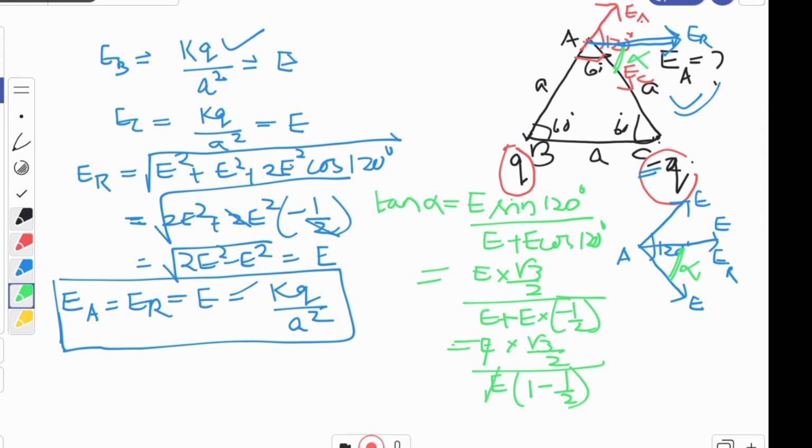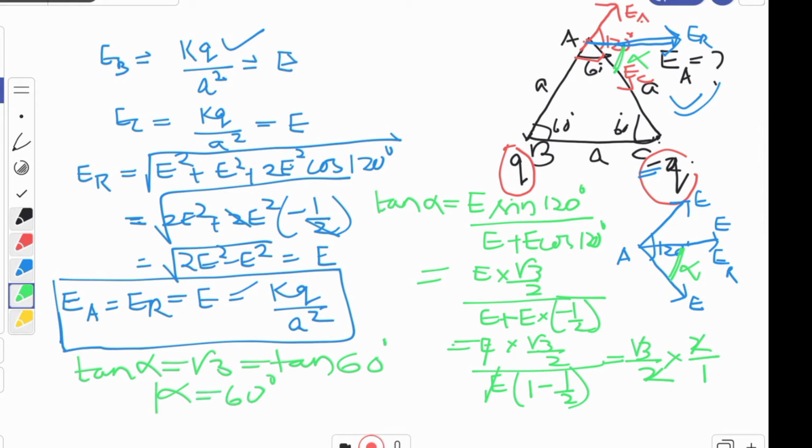Clear, children? So now how much did we get? We got root 3 by 2. 1 minus half is half, so into 2 by 1. So it is root 3. That means tan alpha is equal to root 3, what is the value? Tan 60. That means alpha is equal to 60 degrees. Clear, children? So the net electric field at A makes an angle of 60 degrees with respect to AC. So this is the direction and we got the value also, children.